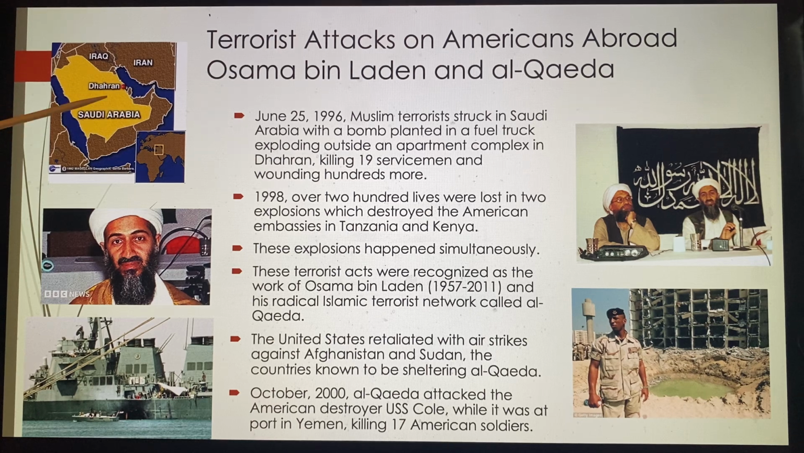So we have Dhahran here in Saudi Arabia. Here's where it was attacked, killing 19 servicemen and injuring tons more. And down here we have the USS Cole, a Navy destroyer, that was attacked with a bomb and killed 17. So here's a picture. Here's Osama bin Laden and Al-Qaeda.